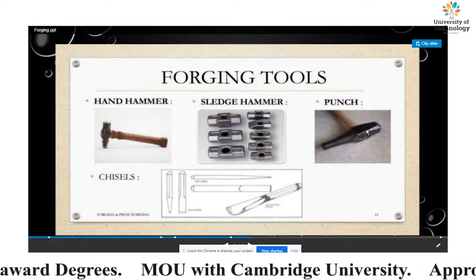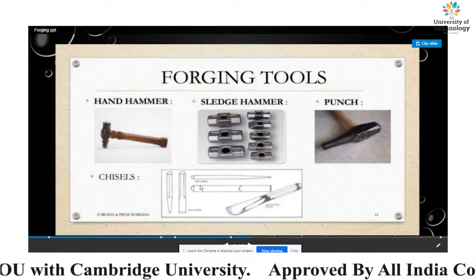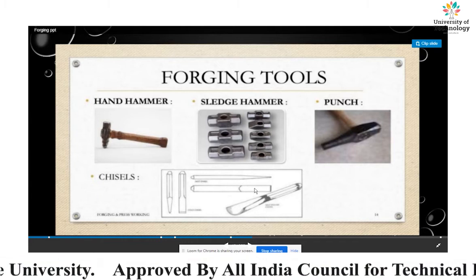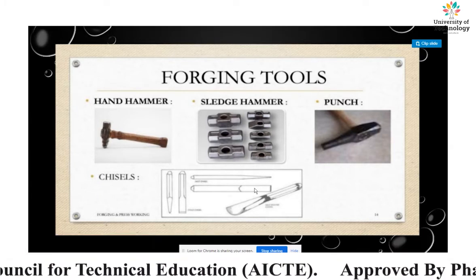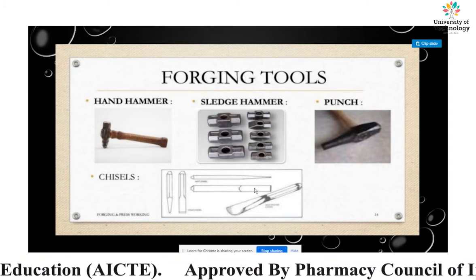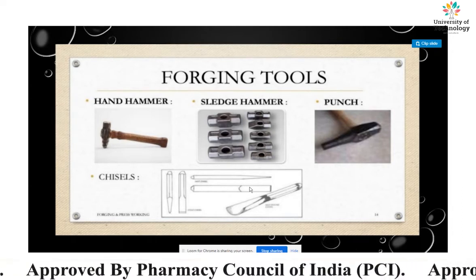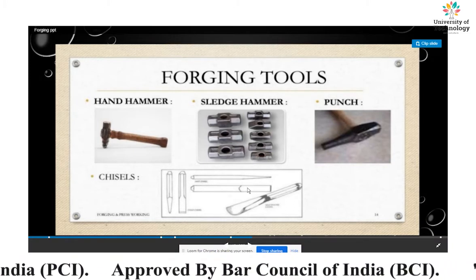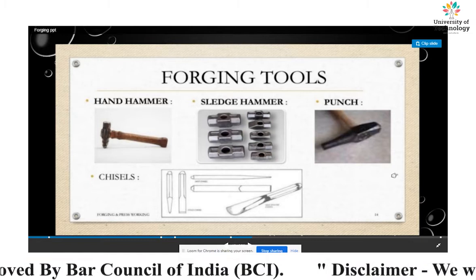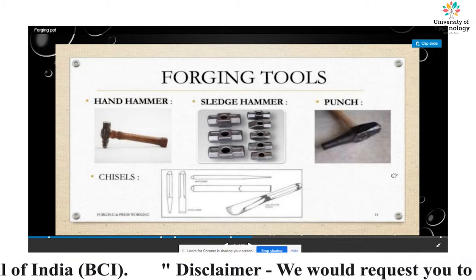That is punch. And in this figure, chisels, the various types of chisels which are used for cutting particular metal sheet or excess metal on the part. These are also forging tools, like the figures in this slide.